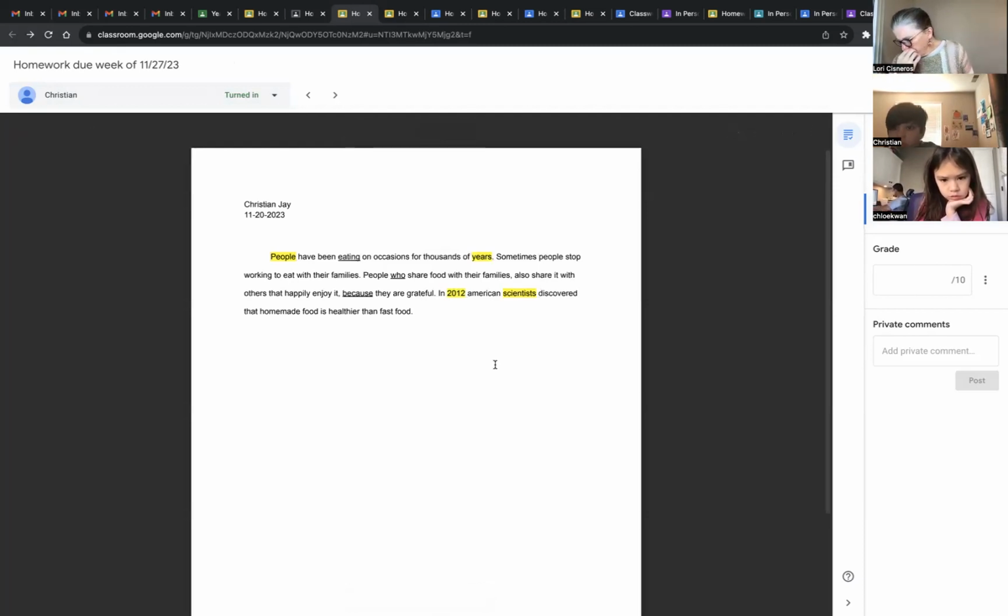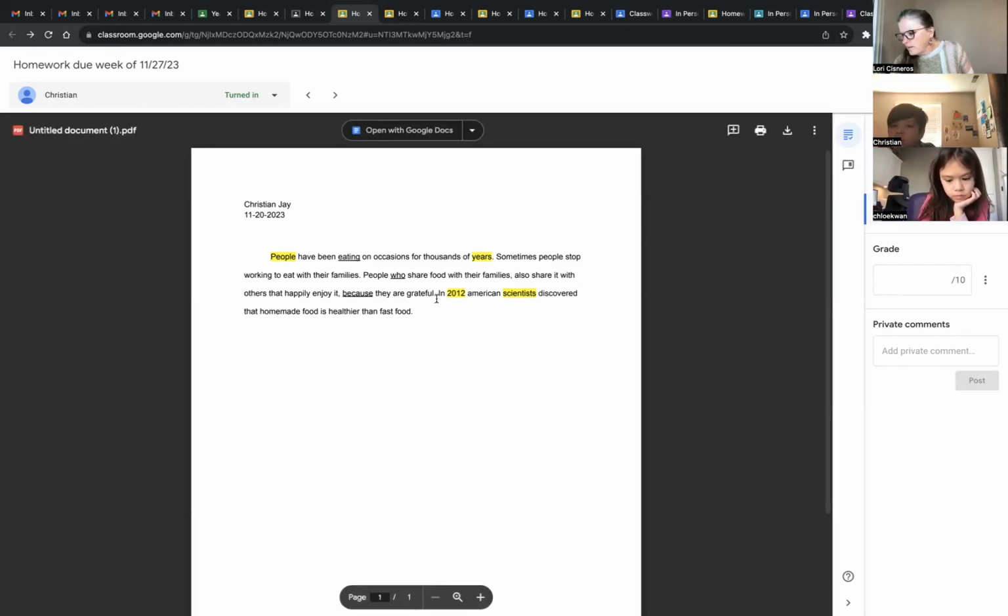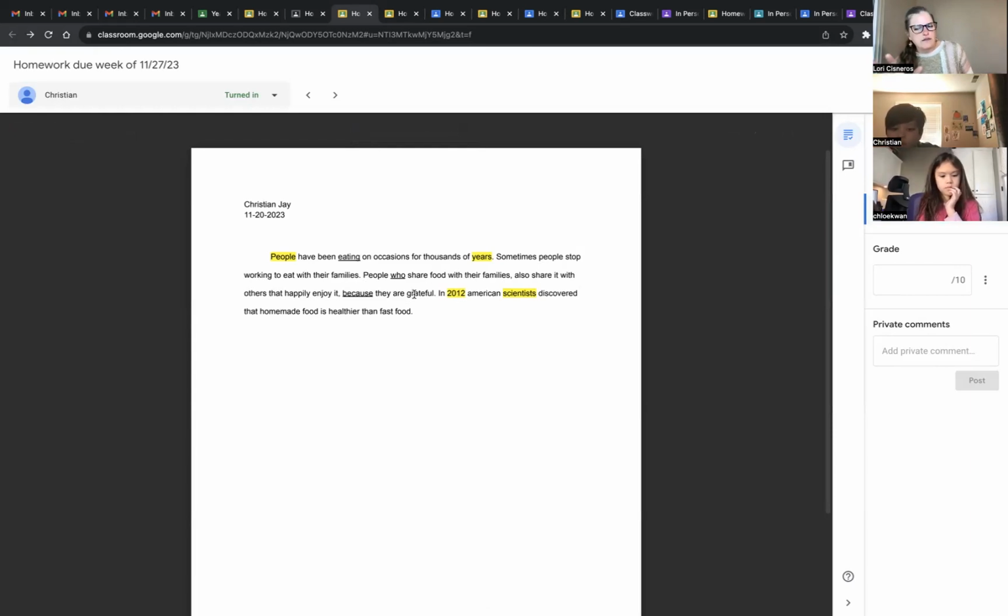That's okay, Christian. So that second sentence there, Christian, where you have sometimes people stop working to eat with their families, that one is not on your outline. You can leave that sentence because it's a really good sentence. I like it. Because here's the rule. You can add to your outline, but you can't take away from the outline, because there's some stuff here that you forgot to include. Does that make sense, Christian? Yeah.